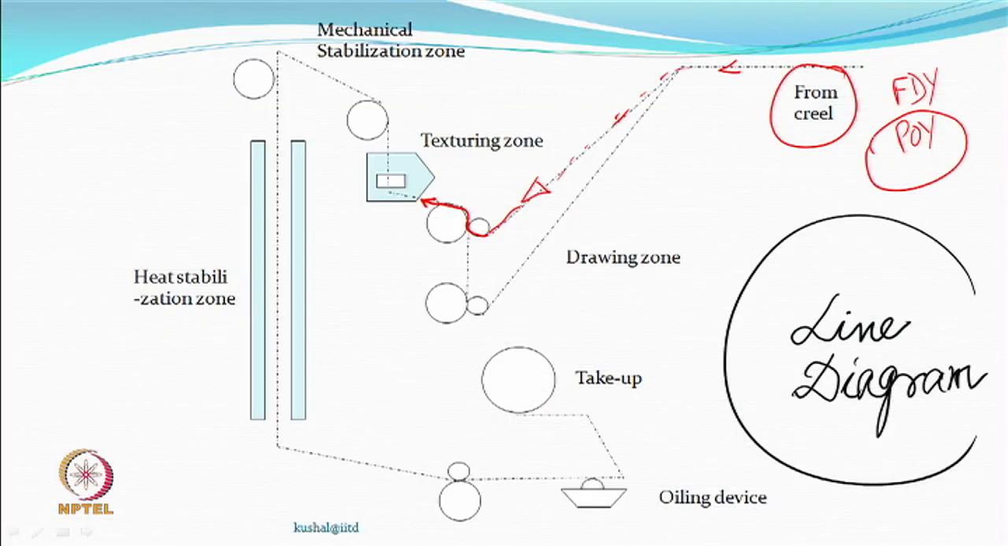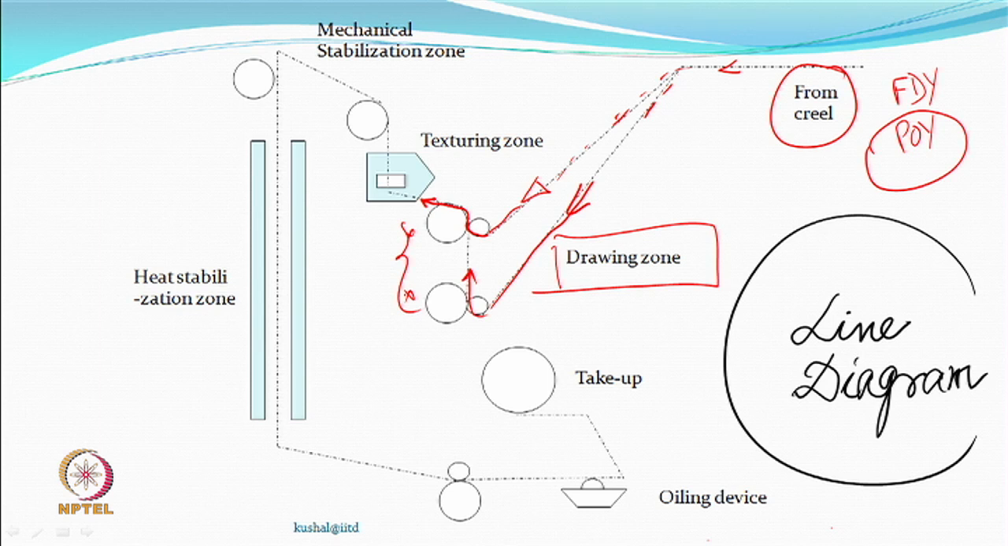In case you have a POY, which means this is not a fully drawn yarn, then this machine has a zone which is called a drawing zone. So, between these two sets of rollers, one can do the drawing. Now, your threading sequence from the creel will be different. So, you come this way and then go this way, and then you have a drawing zone. So, between these two rollers there will be drawing taking place.